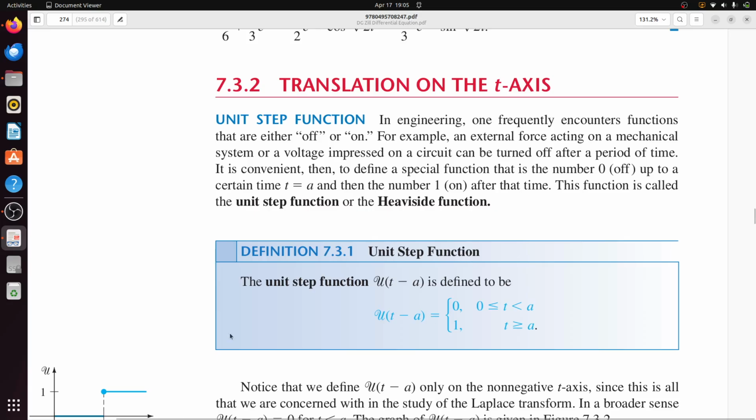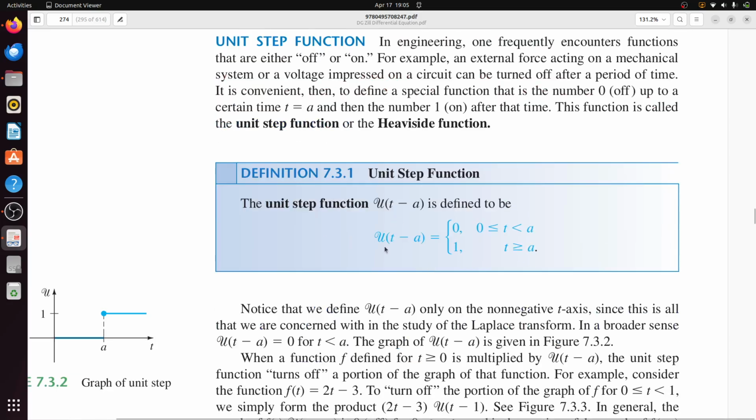The unit step function u(t minus a) is defined to be 0 and 1. That means if t is less than or equal to a, then the unit step function is 0. Otherwise if t is greater than or equal to a, then the unit step function is 1. So we will try to determine the inverse Laplace transformation of u(t minus a).